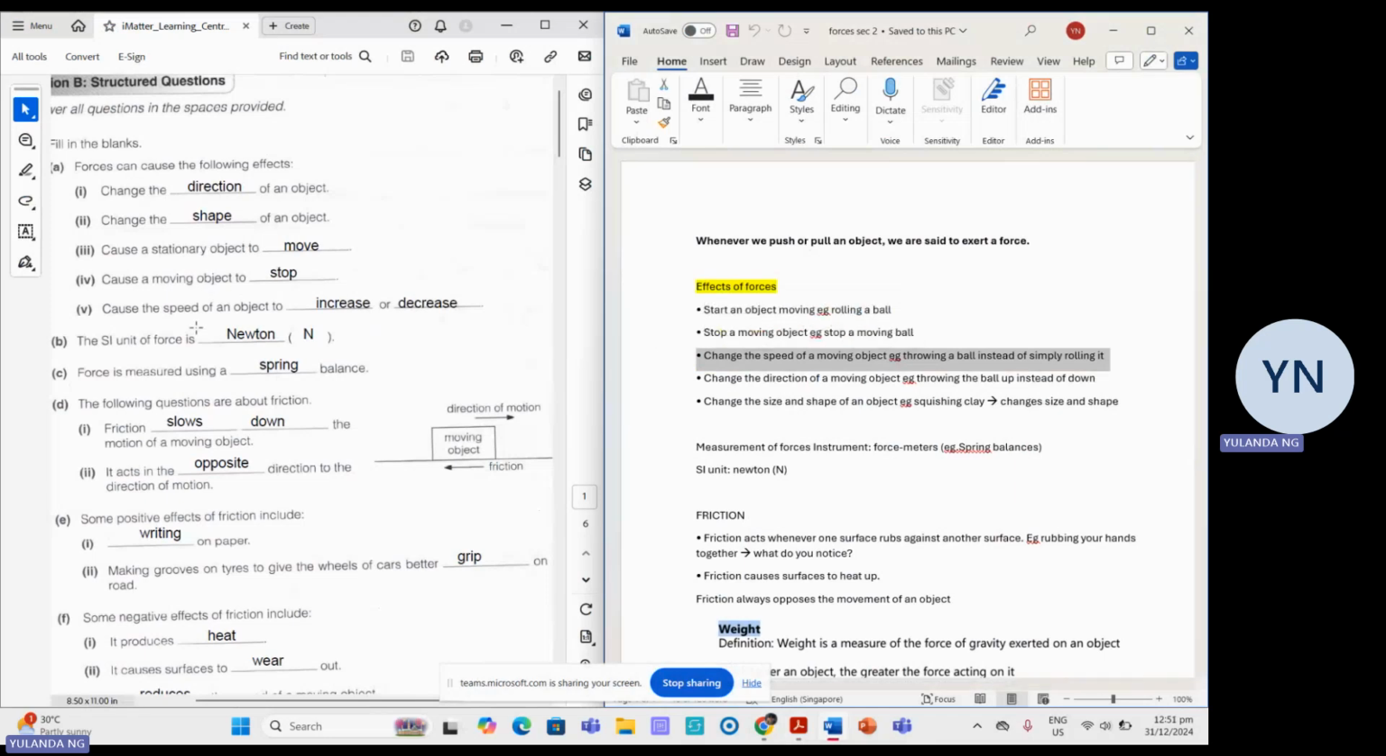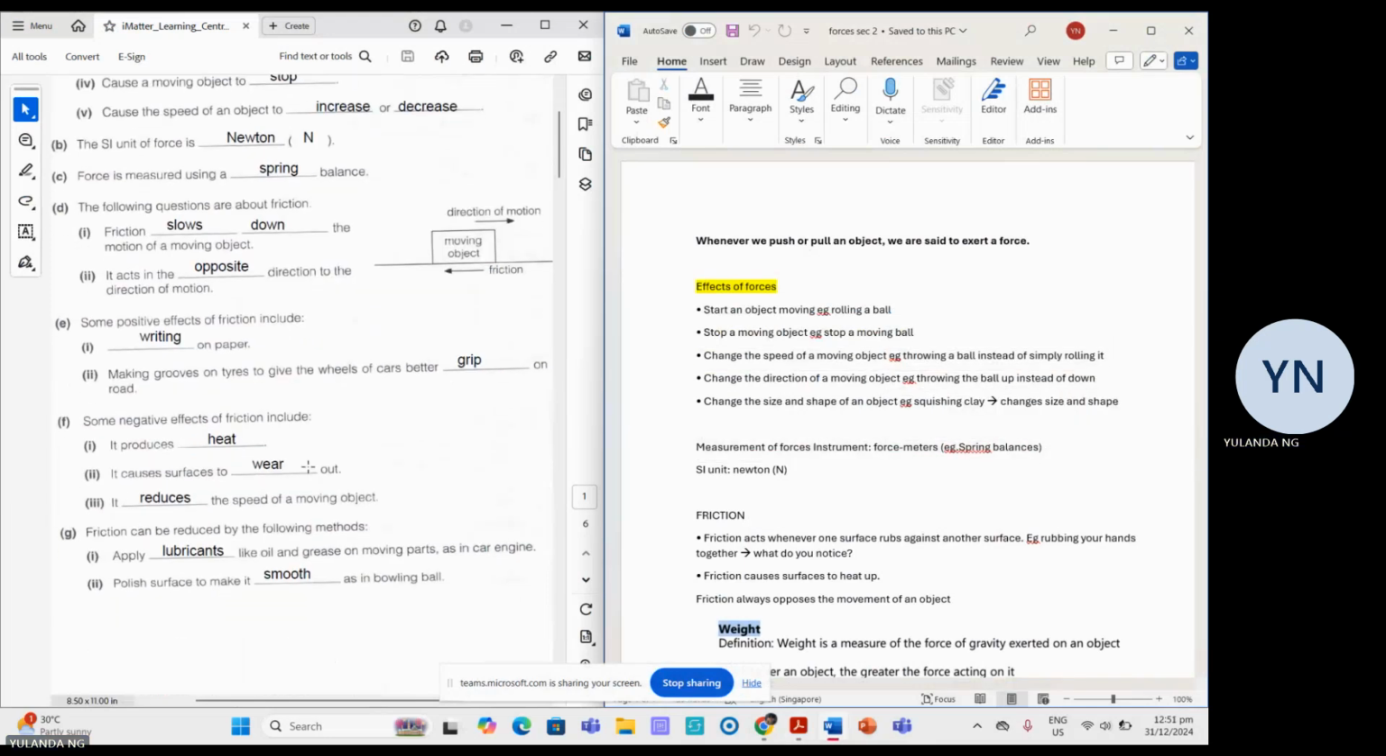Now, the SI unit of force is Newton, which you can represent by a capital N. And what do you use to measure force? It's a spring balance.